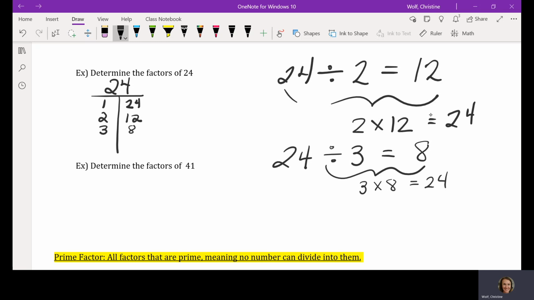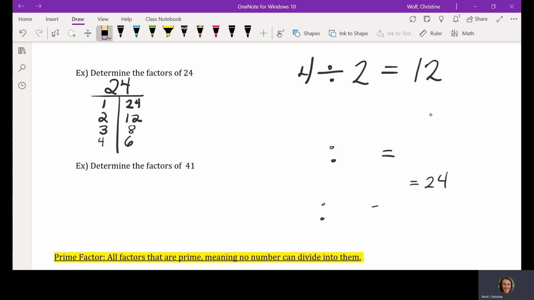Then we go to the next one, which is 4, and we ask ourselves, can 4 go into 24? And if you do this process again, 24 divided by 4, you'll get 6. So yes, that tells us that 4 times 6 equals 24, and we found another set. Now, I'm just going to erase this to make some space. The next number down after 4 would be 5.